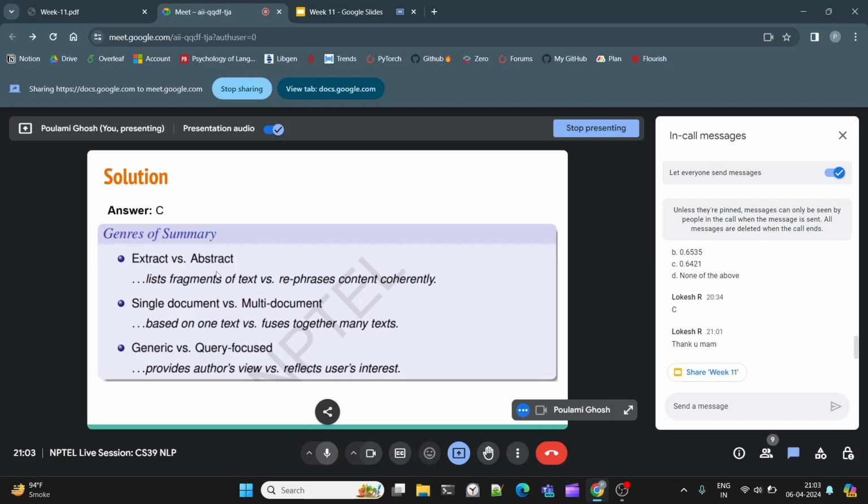Ma'am, abstractive means that it is not retraceable, right? Abstractive means you are rephrasing, in abstractive summarization. Rephrasing. Okay. Thank you, ma'am. Yes.